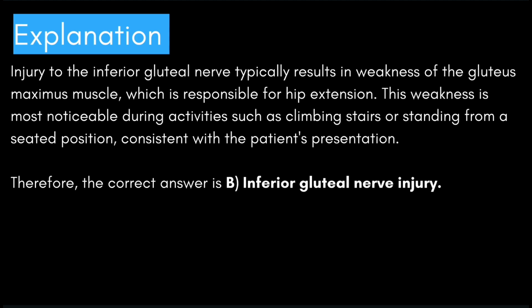Injury to the inferior gluteal nerve typically results in weakness of the gluteus maximus muscle, which is responsible for hip extension. This weakness is most noticeable during activities such as climbing stairs or standing from a seated position, consistent with the patient's presentation. Therefore, the correct answer is B, inferior gluteal nerve injury. Moving on to see why the other answer choices were wrong.